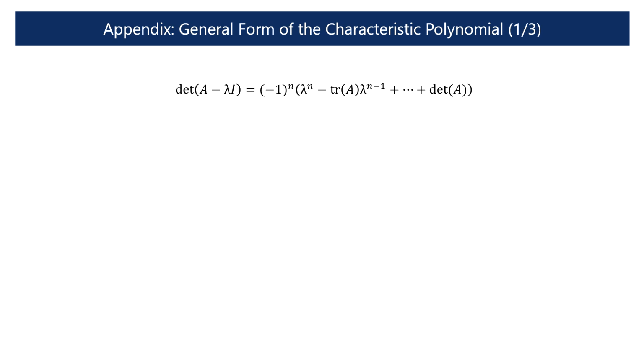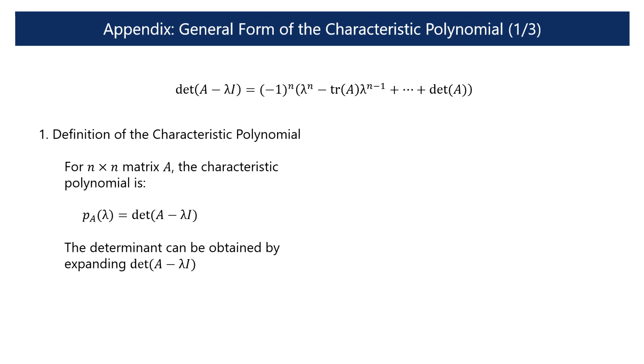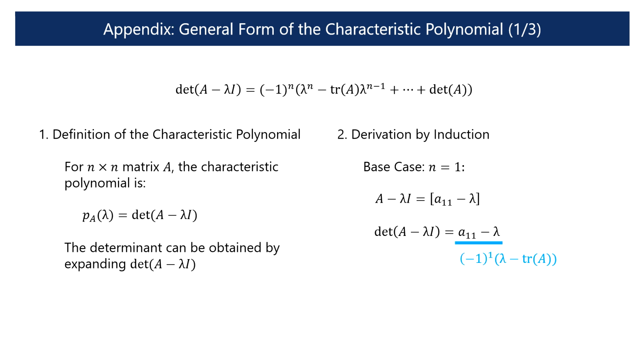Now let's explore why the general form of the characteristic polynomial holds. First, let's define a characteristic polynomial. For an n by n matrix A, the characteristic polynomial is defined as this equation. This determinant can be obtained by expanding the determinant of A minus lambda I. Now, let's go on to the derivation by induction.